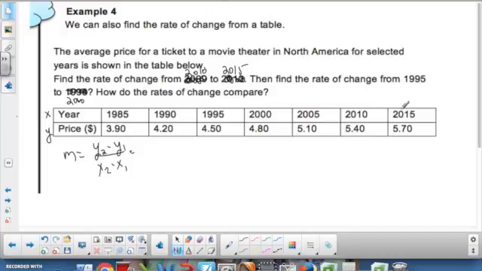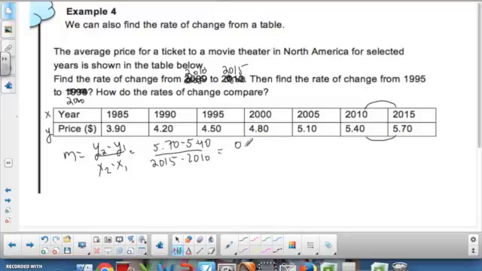So when I look at 2010 to 2015, my change in y is going to be 570 minus 540. My change in x is going to be 2015 minus 2010.